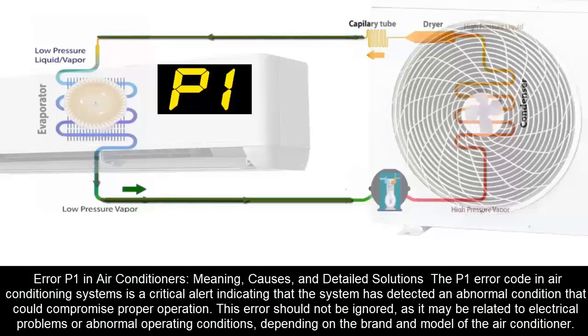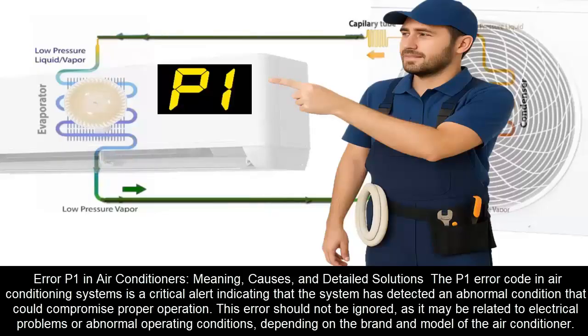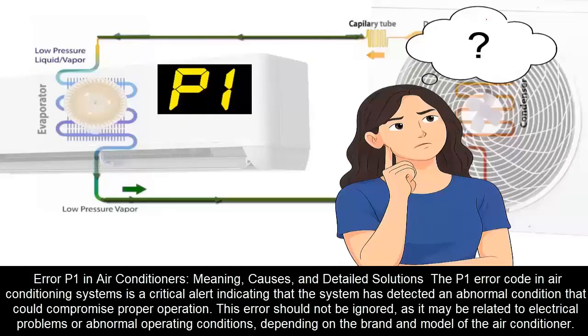Error P1 in air conditioners, meaning, causes, and detailed solutions. The P1 error code in air conditioning systems is a critical alert indicating that the system has detected an abnormal condition that could compromise proper operation. This error should not be ignored, as it may be related to electrical problems or abnormal operating conditions depending on the brand and model of the air conditioner.